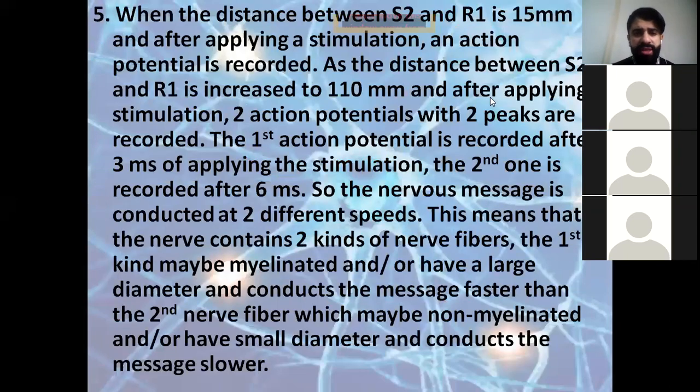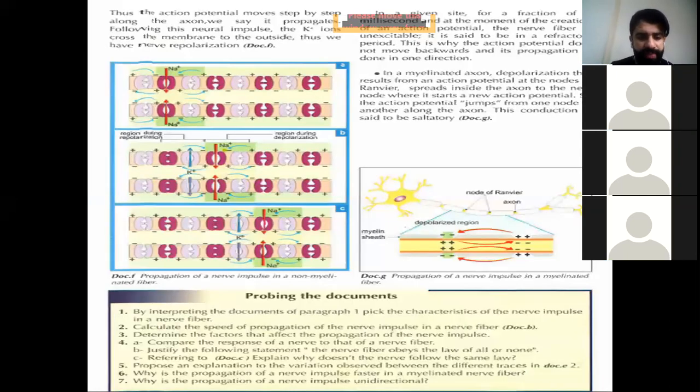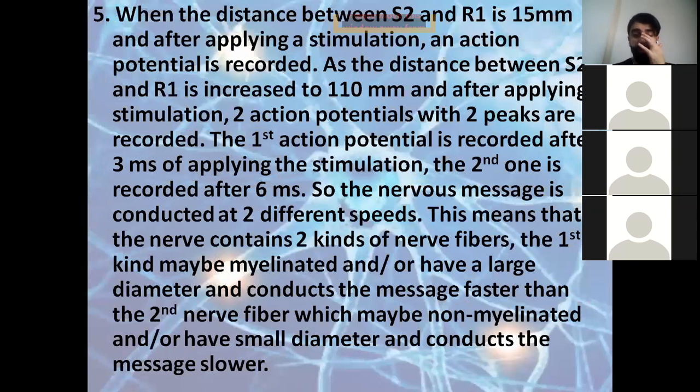So this part is part number 5. Part 4, I don't need it because we already talked about this a lot, and we're going to talk about this in the coming sessions. So propose an explanation to the variation observed between the different traces in document E2. Till now we solved part 1, 2, 3, we skipped 4 and moved to 5. Okay, so 5: when the distance between S2, the stimulating electrode, and R1, the recording electrode, is 15 millimeters, and after applying a stimulation, an action potential is recorded.